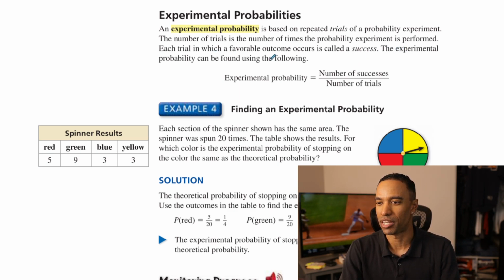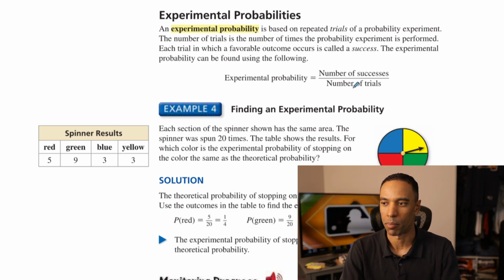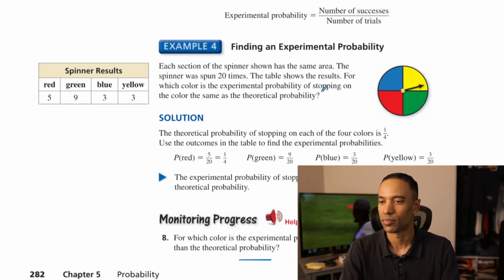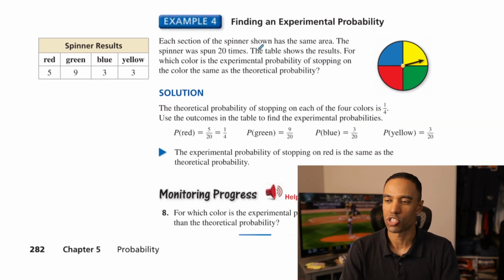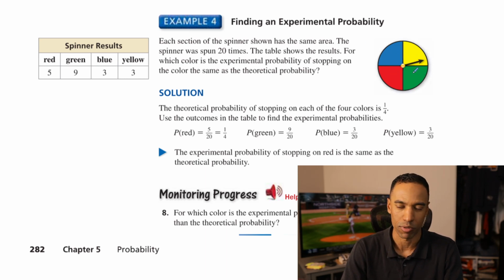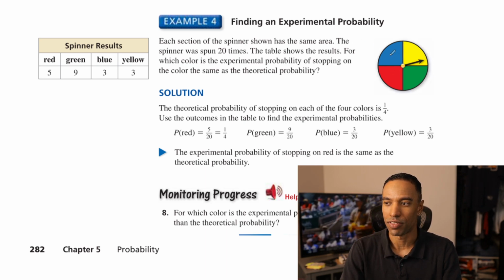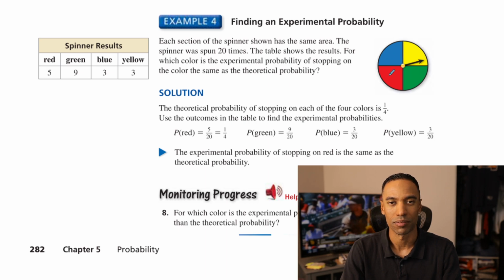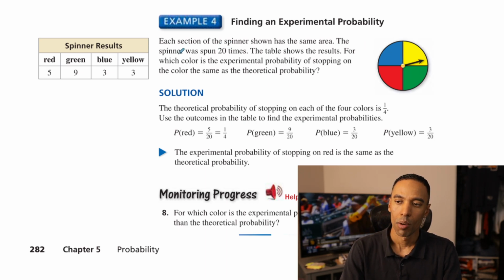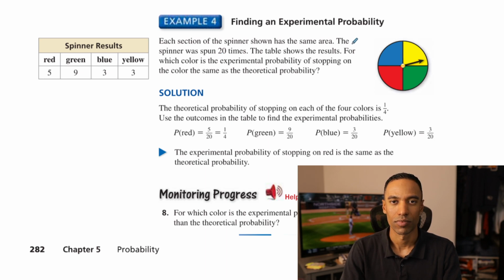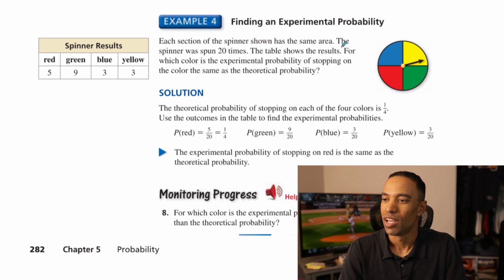The experimental probability can be found using the following: number of successes over number of trials. It's still the same thing that we're doing in probability. It's just in experimentation. So here's an example. Each section of the spinner shown has the same area. So there are 4 parts of it, so a quarter each, 25% of the area. So theoretically, you're equally likely to get either of these, 25% per. But the spinner was spun 20 times. Does that mean they got 5 each? The table shows the results. For which color is the experimental probability of stopping on the color the same as the theoretical probability?